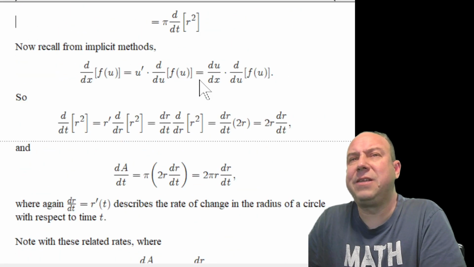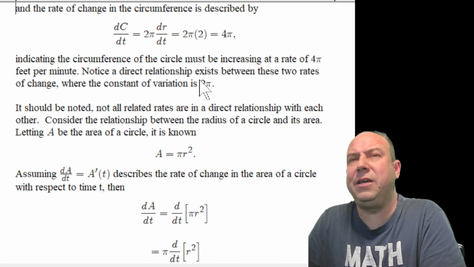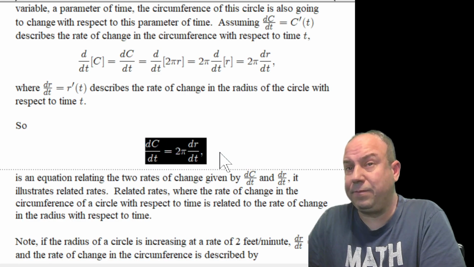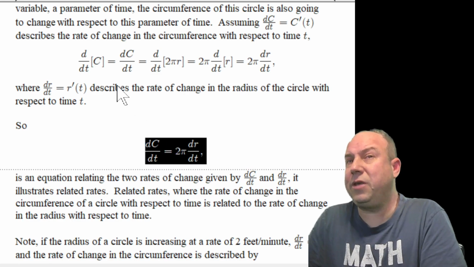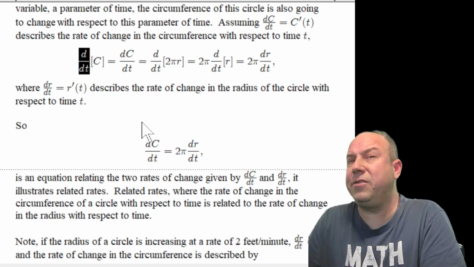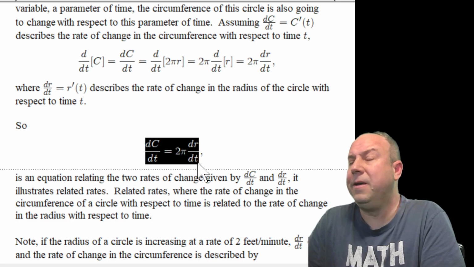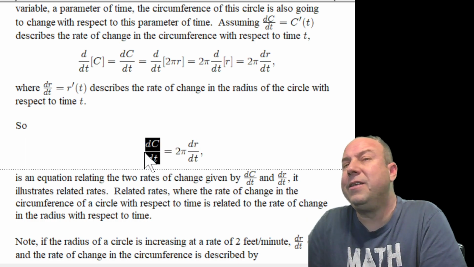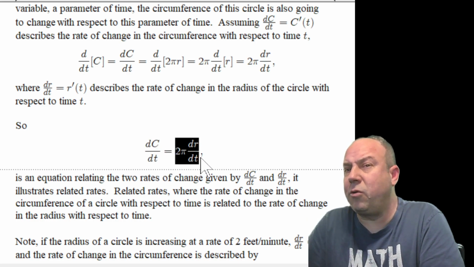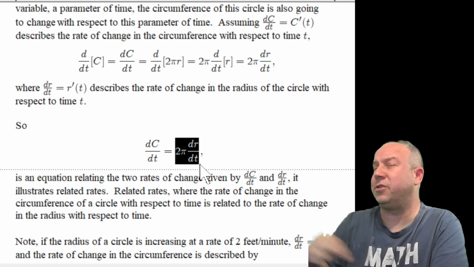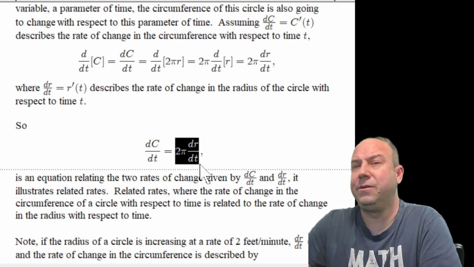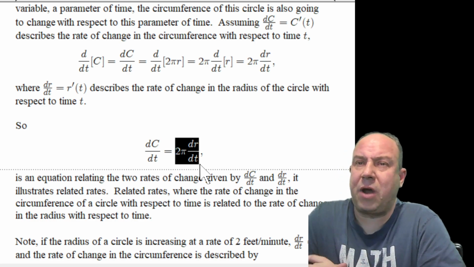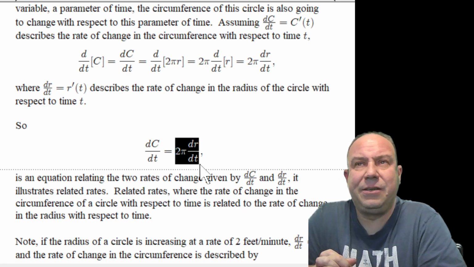We did something very similar initially with the circumference of our circle. And through the application of the derivative operator d dt to both sides of our relationship for circumference, we were able to determine that the rate of change in our circumference was always just 2 pi times the rate of change in our radius, both with respect to some parameter. Here we use the parameter of time, t.